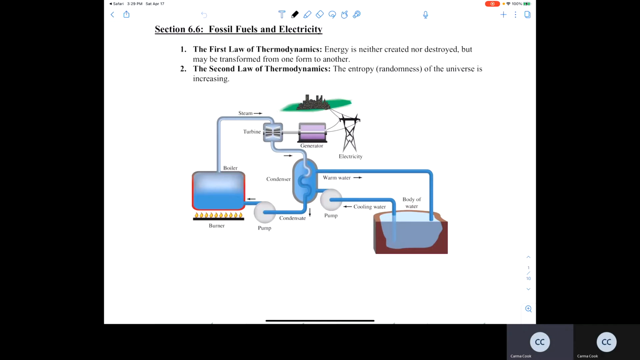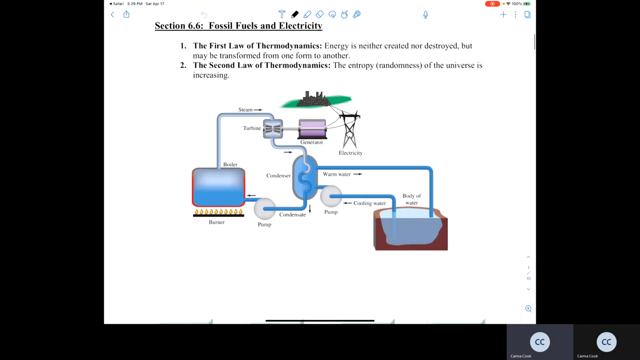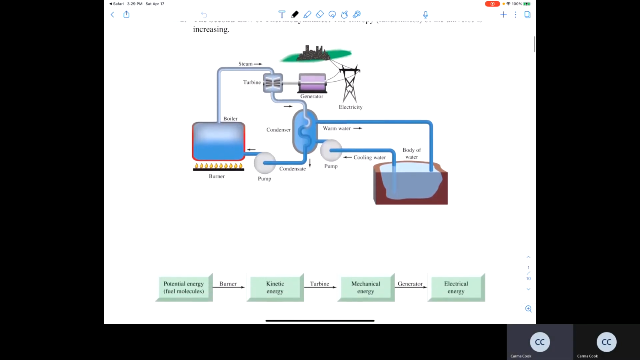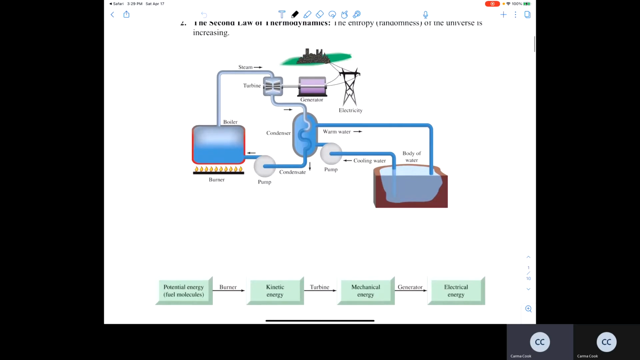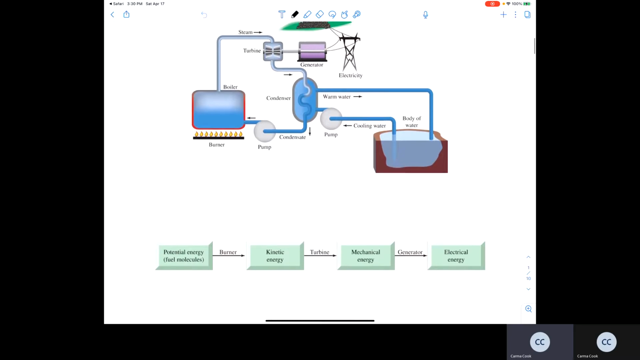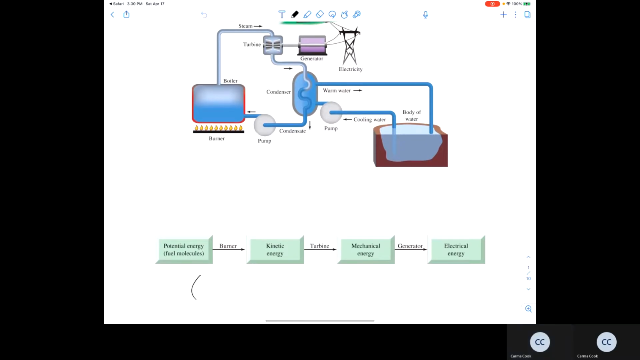This is the Chapter 6 pre-class lecture on fossil fuels, electricity, and power plant efficiency. So the picture shown here is a schematic of a typical power plant, and to be specific, a fossil fuel burning power plant. And so you have a series of energy conversions that takes place.